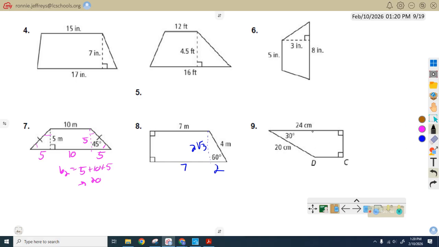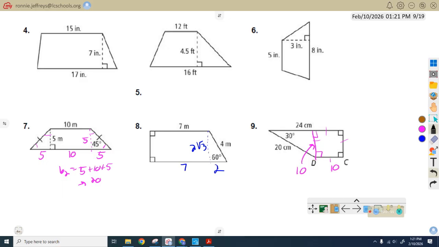Now this tells us that all these are the same. This is a 30, 60, 90. Here's our hypotenuse. It tells us that this leg right here is half of 20. What is half of 20? 10. That also means that this is 10.